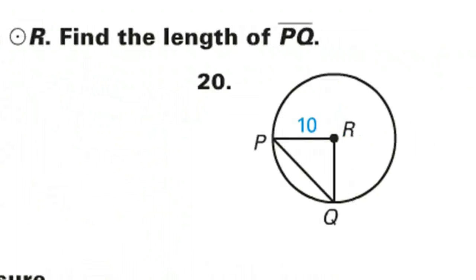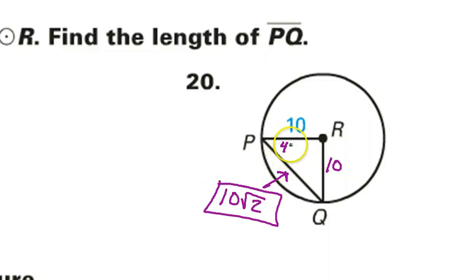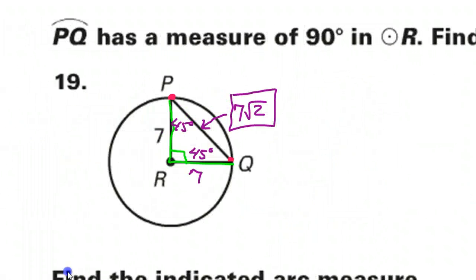Okay, so we're supposed to do something similar for this problem. It's really kind of the same thing. Alright, we're supposed to find the length of segment PQ. But if this is 10, then that means the other radius is 10. And that means that segment PQ here is 10 radical 2. Alright, it's just a straightforward application of your special triangle knowledge. Alright, you just had to understand that if the arc is 90 degrees, that means this is a right triangle. You know, the angle will be 90 degrees.